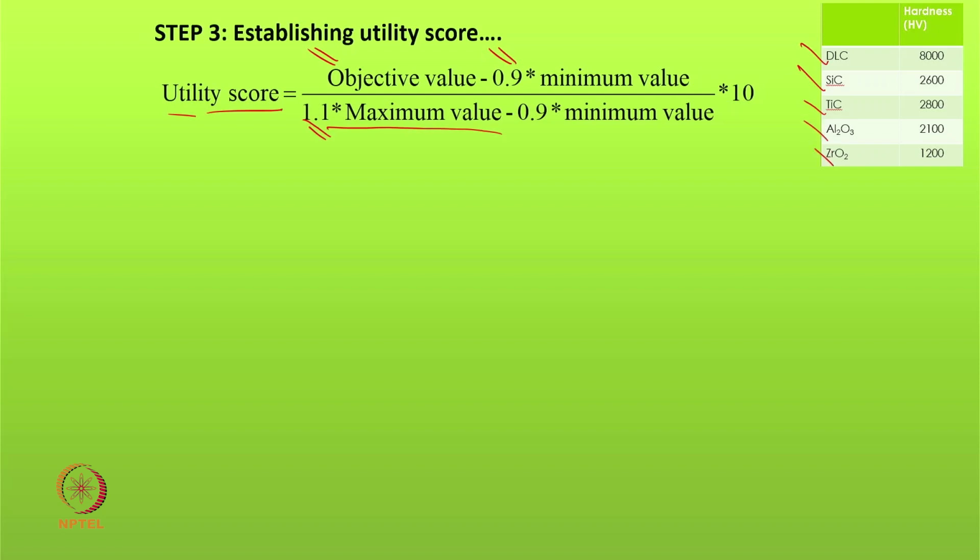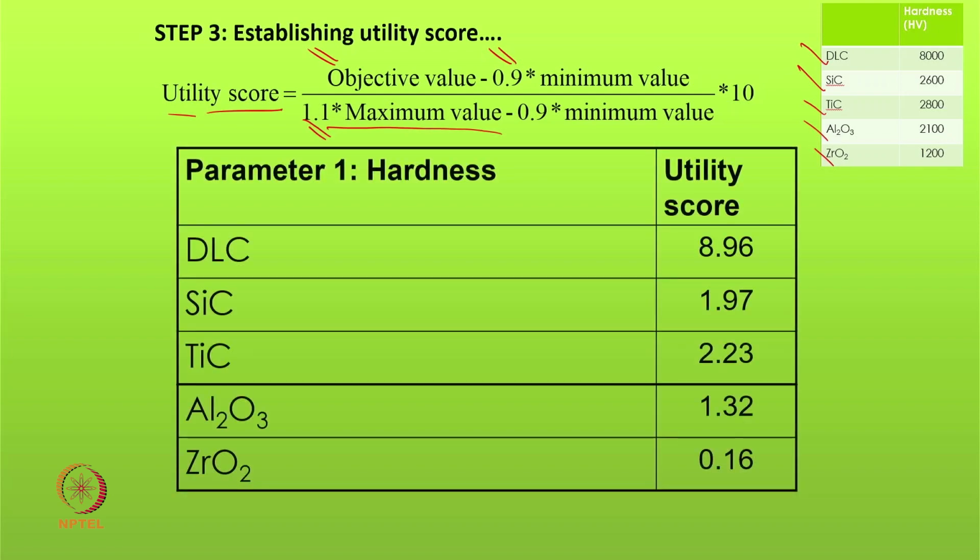Now we need to compare it, and then see how the comparison comes out using this formula. The DLC, even though it is the best at 8000, is getting only 8.96. That means a better coating is still possible. That's what we are using.